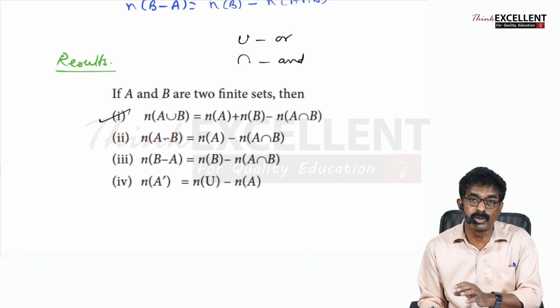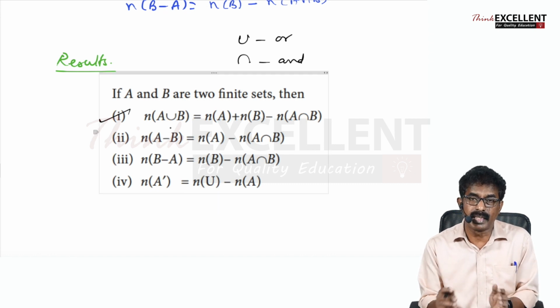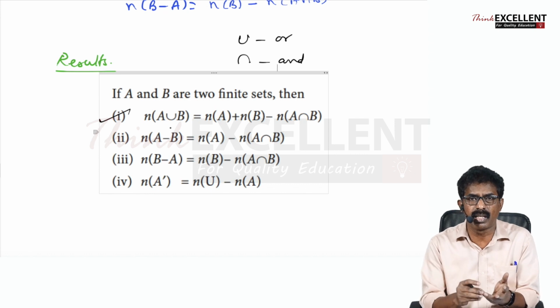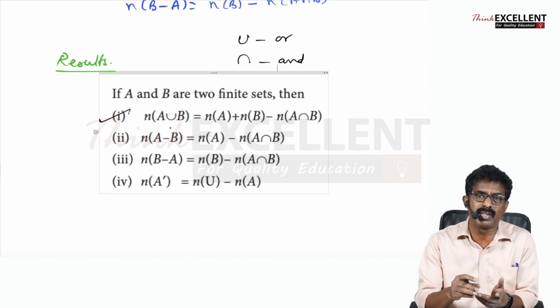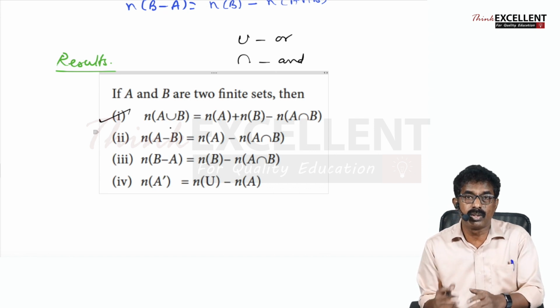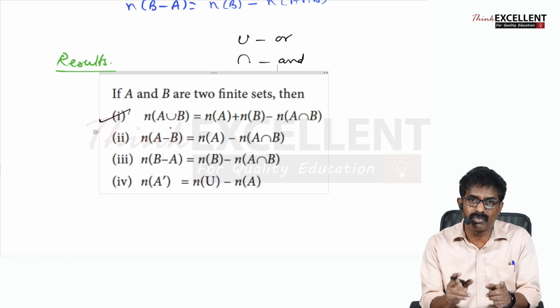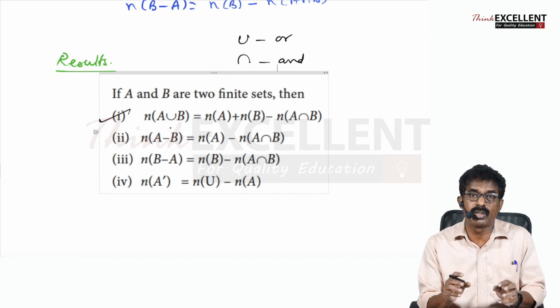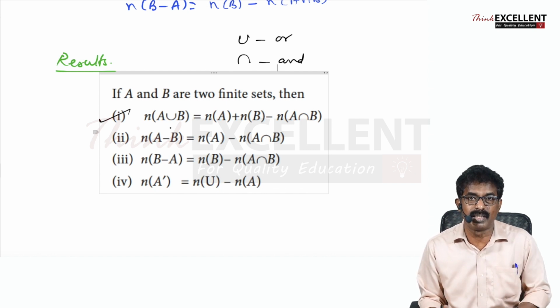Here they can frame questions in any form. They give 3, they'll ask you to find the fourth. They can give any 3. Sometimes they give N of A union B, N of A intersection B, and ask you to find N of B. So no need to mug up different formulas. This one formula you study, substitute the values given, and from that you can find the unknown.